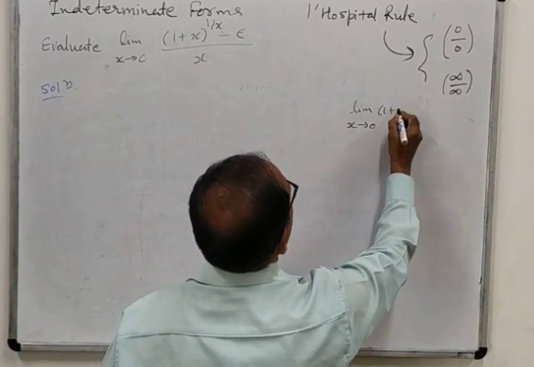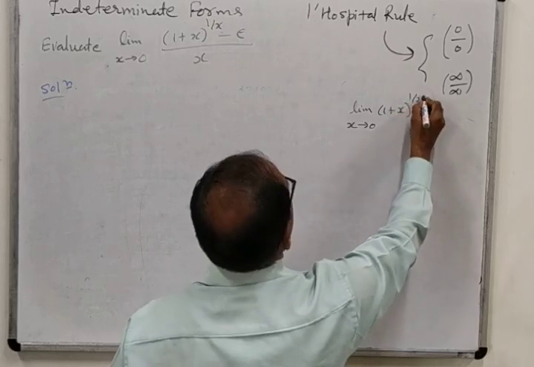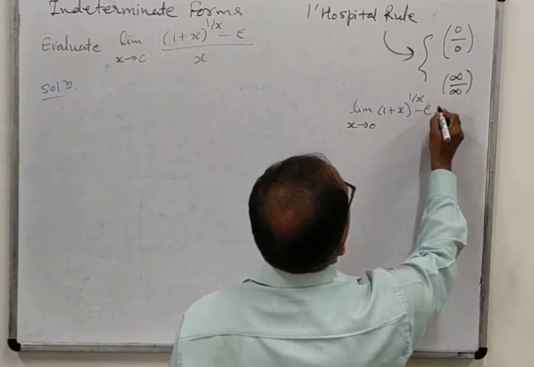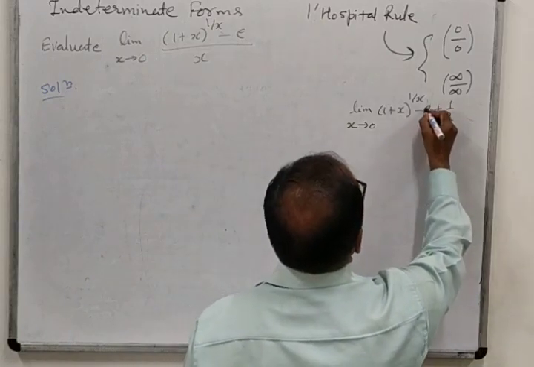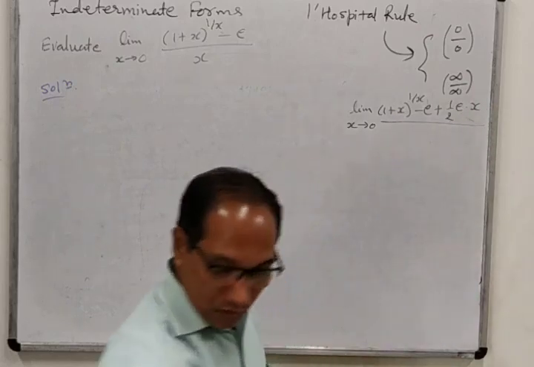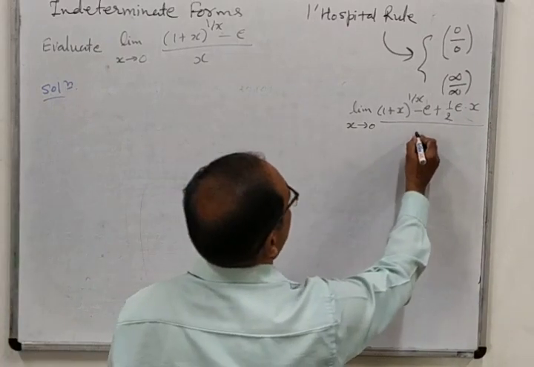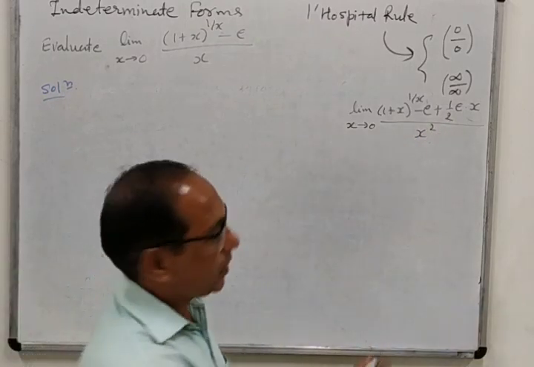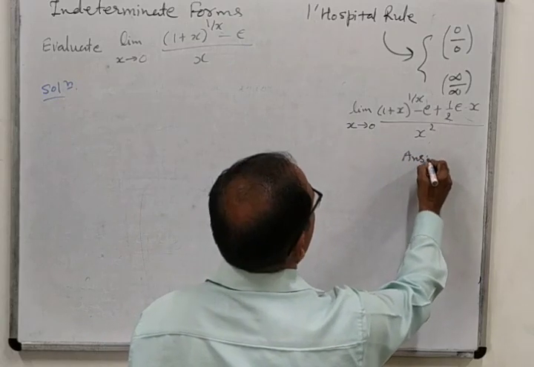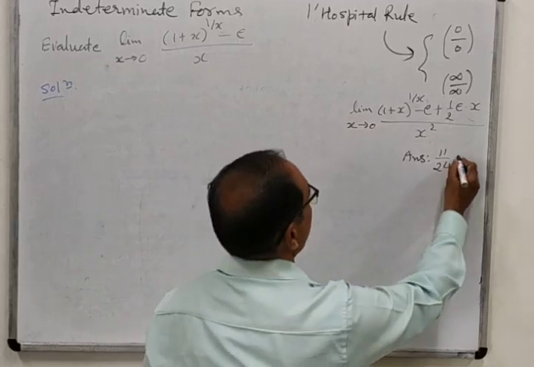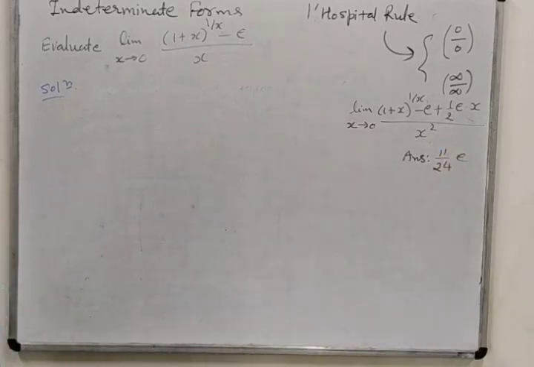Similarly, the limit of ((1 plus x) whole raised to 1 upon x minus e plus 1 half e into x, not e raised to x, e into x) divided by x. In this also you can apply the same idea, and I want to give this as homework. The answer is 11 by 24 into e. So we will apply the idea.